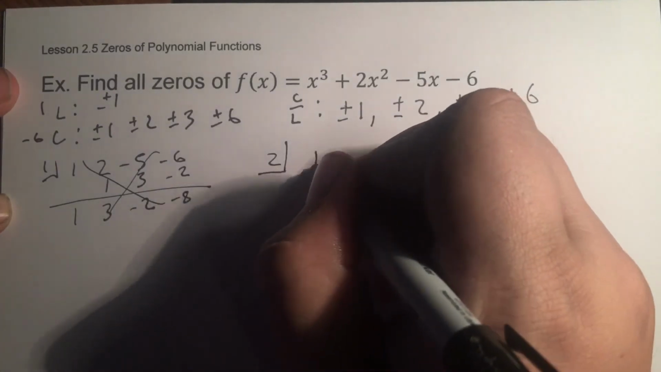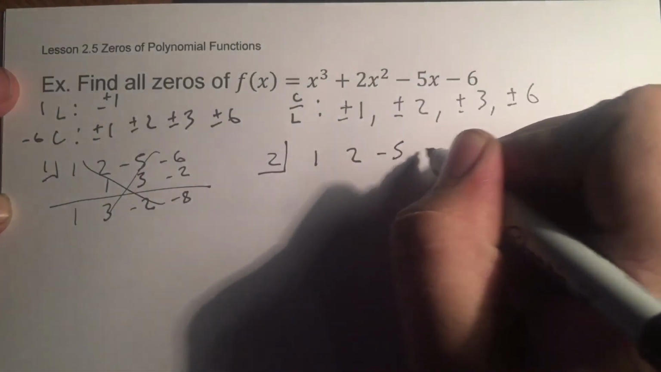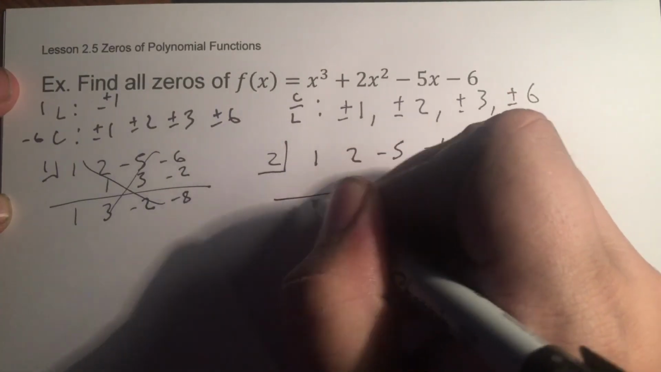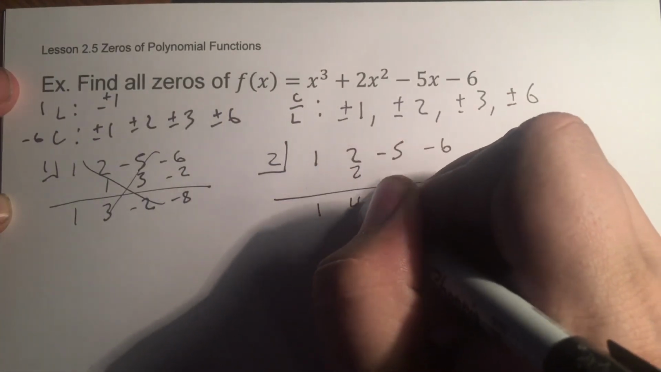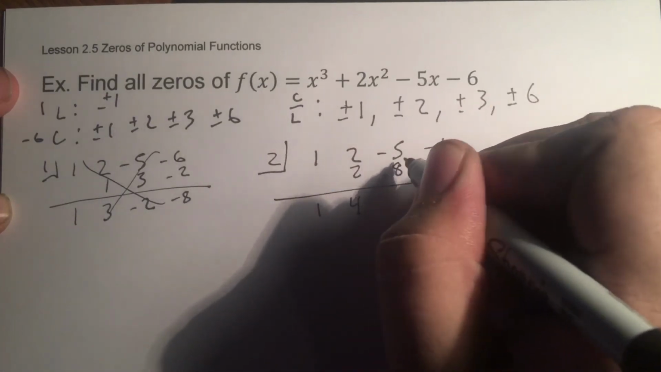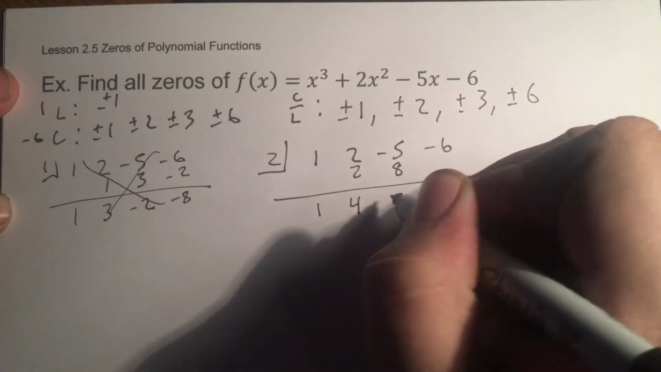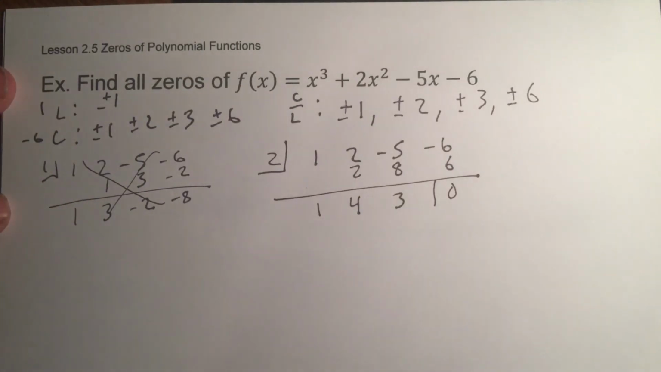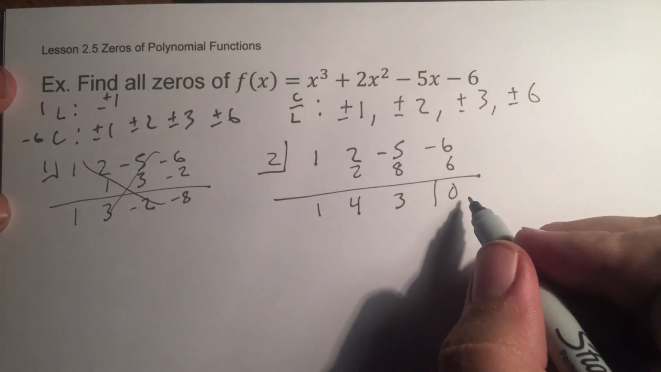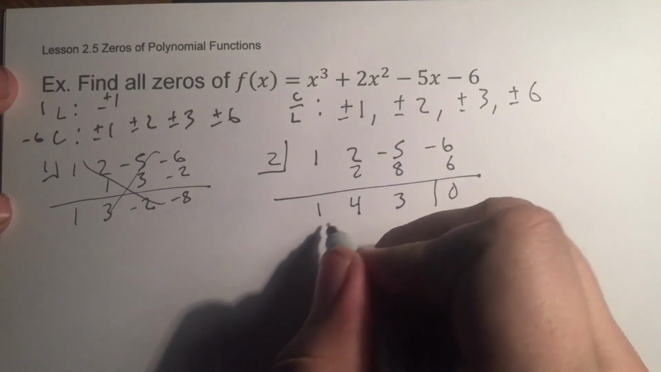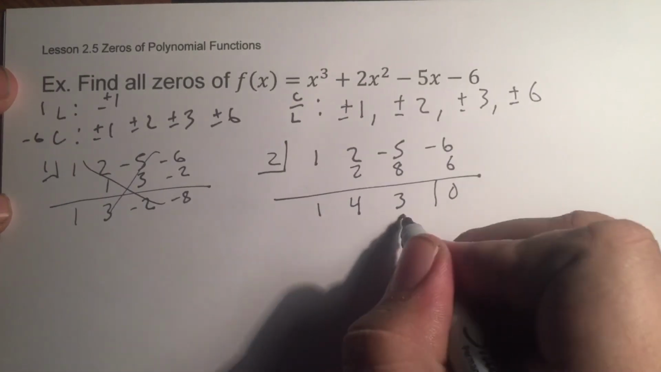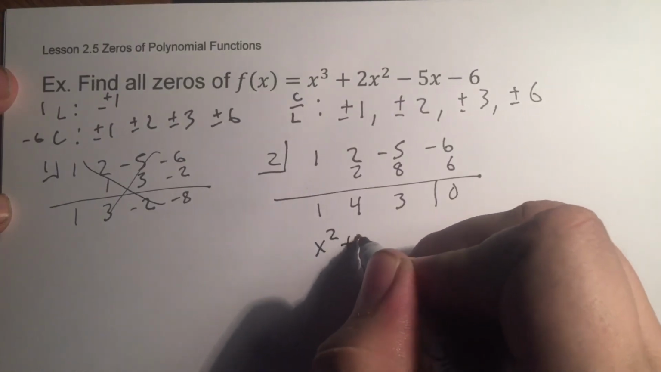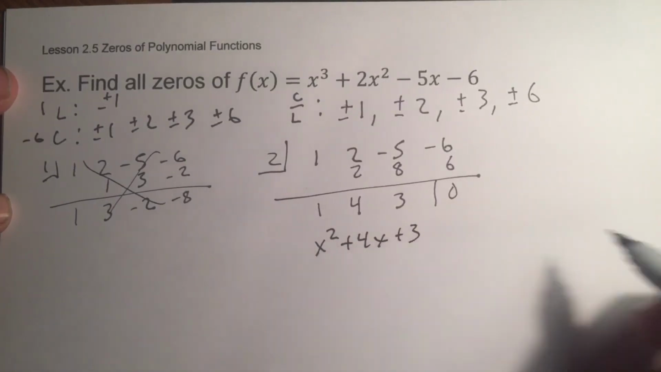So again, we have 1, 2, -5, -6. So 1 times 2 is 2, 2 and 2 is 4, 4 times 2 is 8, 8 and -5 is 3, 3 times 2 is 6, and hey, we got a 0. So from there, once we get this down, remember, this is your quotient of what's left. So x squared plus 4x plus 3.